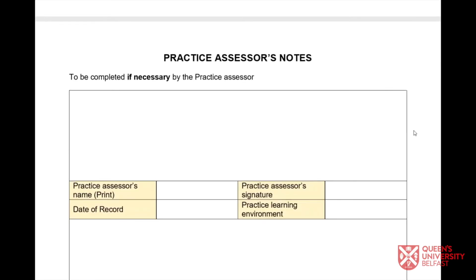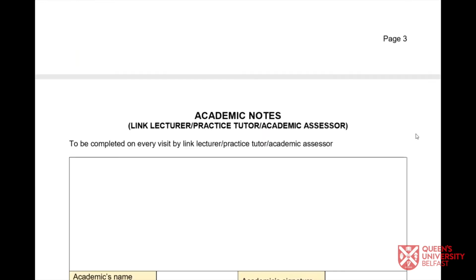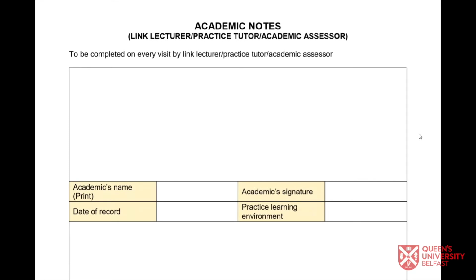Similarly, the practice assessor has the ability to do the same thing in the practice assessor notes. And then thirdly, we would see the academic notes, which can be completed by the linked lecturer, practice tutor or academic assessor, but these are to be completed on every visit by that academic member of staff. So that's the formal record that they have visited the student, and they're going to document the progress that's been made or any issues that have been flagged at this point as well. And so again, if anything has been raised, brought to the attention of the academic member of staff, then they can also put their record there as well.